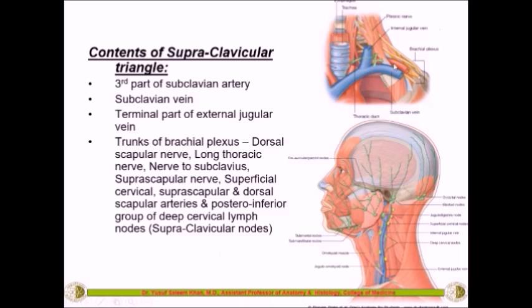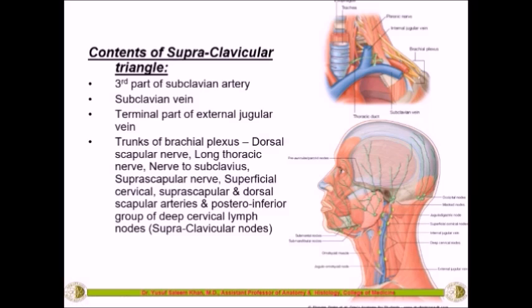Along with the subclavian artery and the vein, we can see the dorsal scapular nerve, long thoracic nerve, nerve to the subclavius, suprascapular nerve, the superficial cervical nerves, suprascapular and dorsal scapular arteries, and the posterior inferior group of deep cervical lymph nodes. All these contents will be there within this supraclavicular triangle, which is also called the subclavian triangle. So these are some of the important contents: the subclavian artery, the subclavian vein, and part of the brachial plexus, which will be supplying the upper limb.